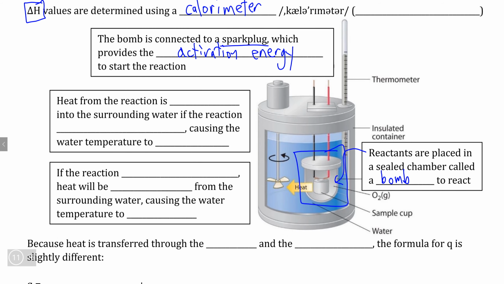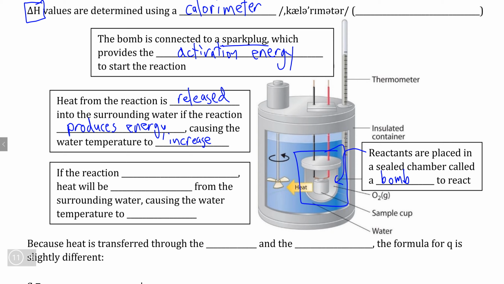At this point, one of two things can happen. If we assume that this reaction generates heat, which means that the reaction produces energy, that energy is going to be released from the bomb and go into the water. Now, when the heat from the reaction is released into the surrounding water, it causes the water temperature to increase because, again, if the reaction generates heat, that heat is going to go into the water and cause the water molecules to move faster, which we would perceive as a hotter temperature.